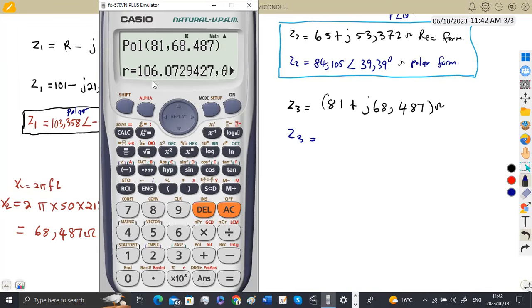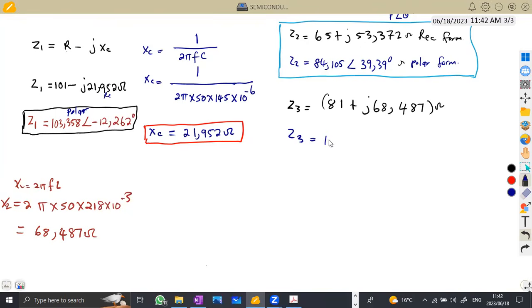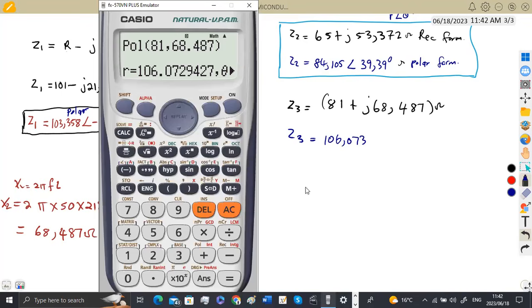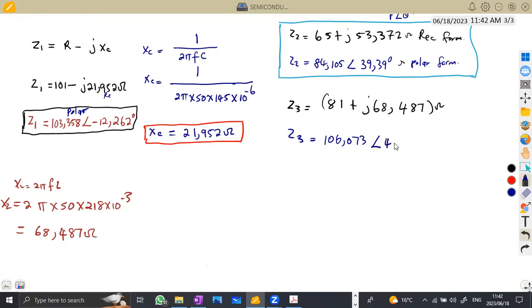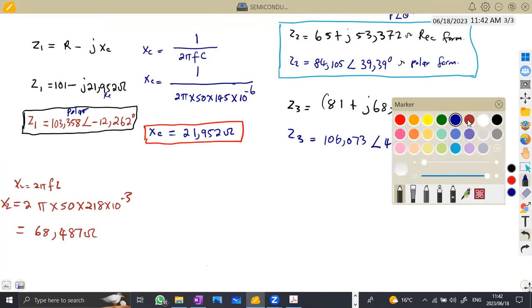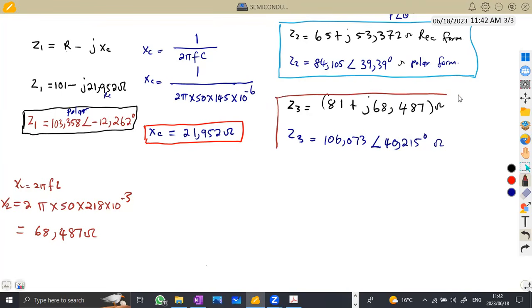So this is going to be our R, which is 106.073. Then we find our theta, which is here. That's 40.215. So we're going to have theta 40.215 in degrees. All right, so this is what you're going to have. In this case, we have determined Z3 both in rectangular and in polar form.